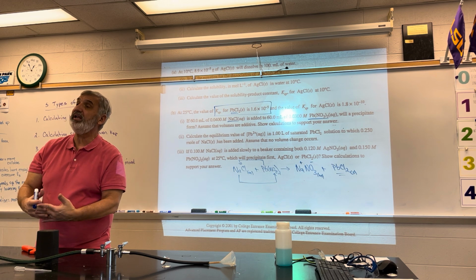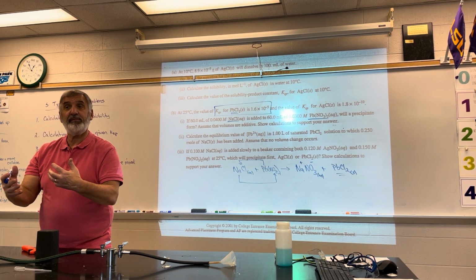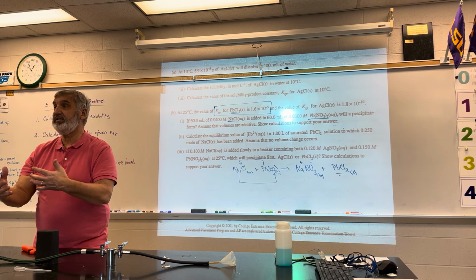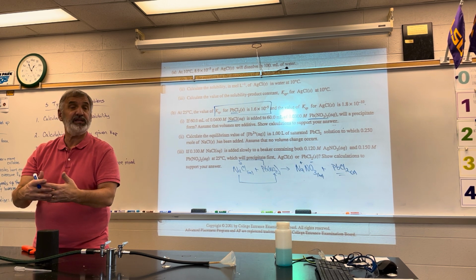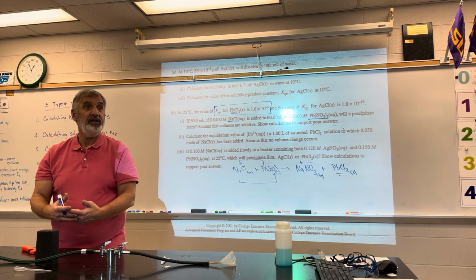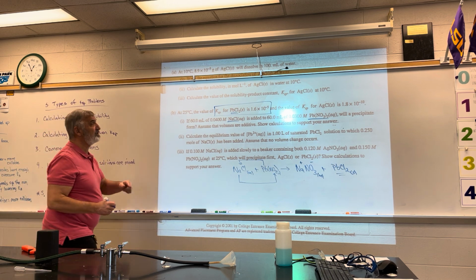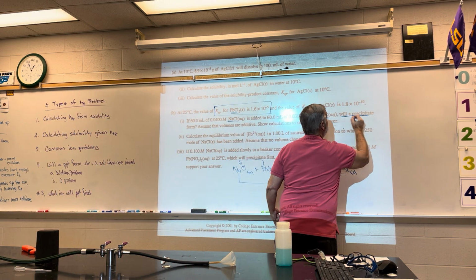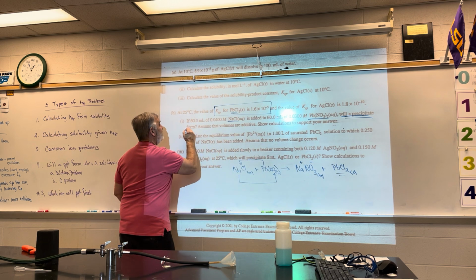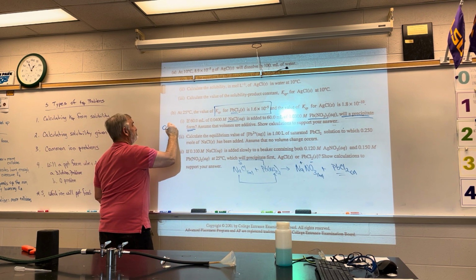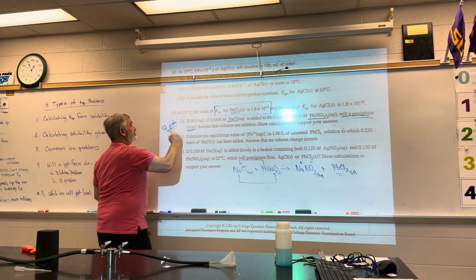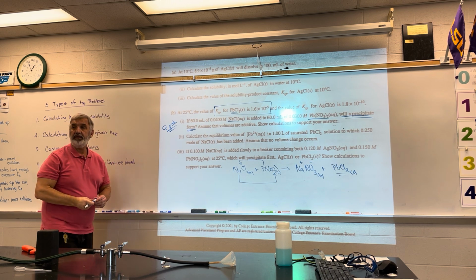If Q ends up being less than KSP, that means we haven't maxed out the solution yet, that we still have room for more ions before they begin to precipitate out. So when you see will a precipitate form, that's telling me it's a Q problem.